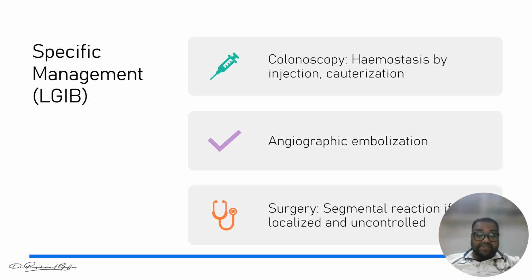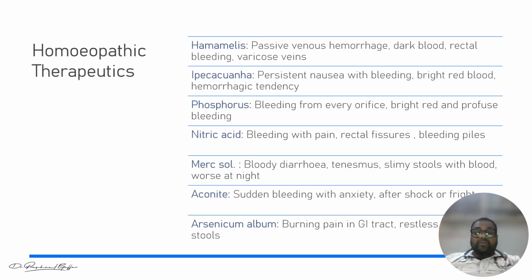I hope you can easily understand and remember the different management points we have to take to manage upper GI bleeding and lower GI bleeding. Now let's see the homeopathic therapeutics for gastrointestinal bleeding. When you deal with homeopathic medicine, you have to select the medicine on the totality: the exciting cause, constitution, modality, and the type of bleeding.